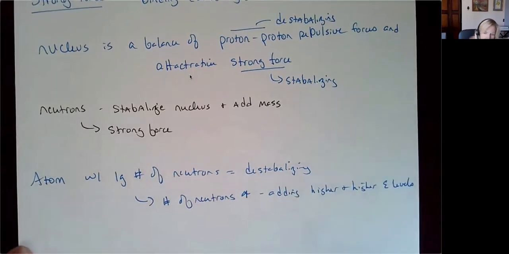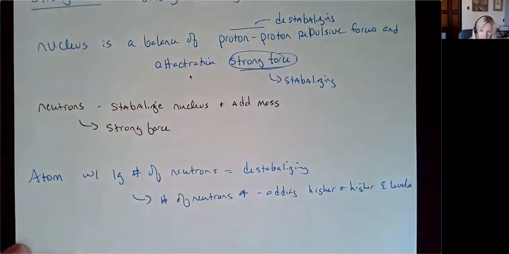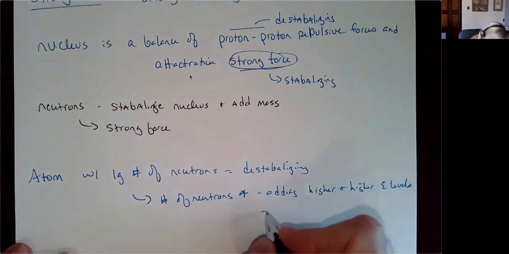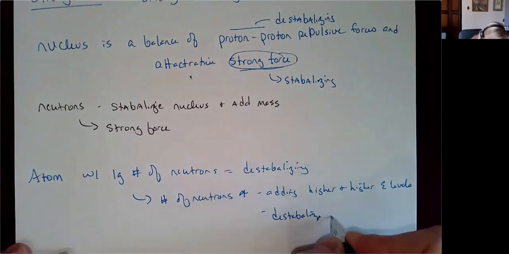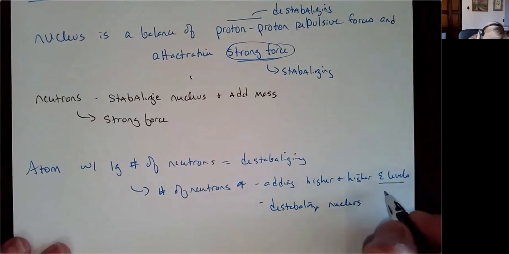At some point, this is too high to overcome the strong force, which is my stabilizing force. So if I keep doing this, I'm going to destabilize the nucleus, because these energy levels are going to overcome my strong force.